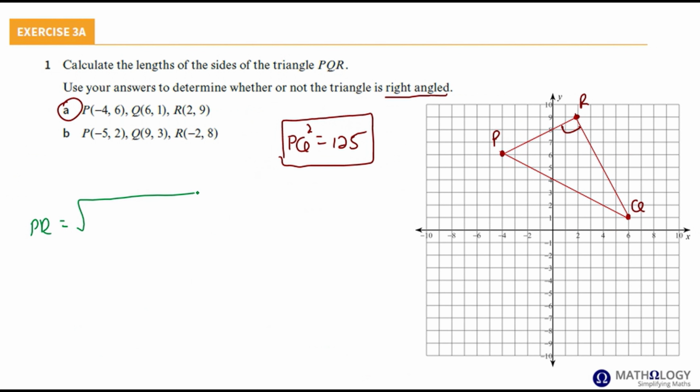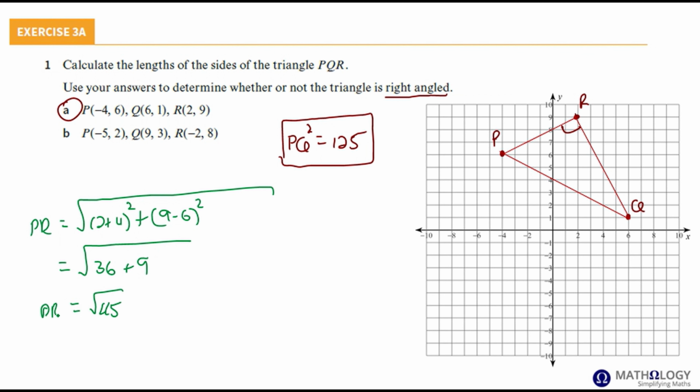PR equals the square root of x2 minus x1 all squared. So we'll have 2 minus minus 4, 2 plus 4 all squared plus y2 minus y1, 9 minus 6 all squared. It's the square root of 2 plus 4 is 6, 6 squared is 36. 9 minus 6 is 3, 3 squared is 9. So we have the square root of 36 plus 9, which is the square root of 45. That's PR. Again, we can just write this as PR squared equals 45.